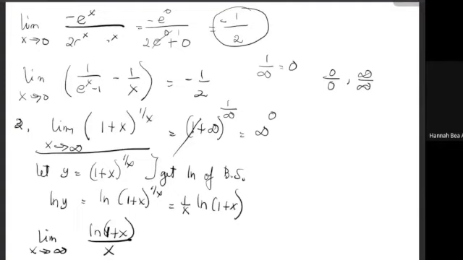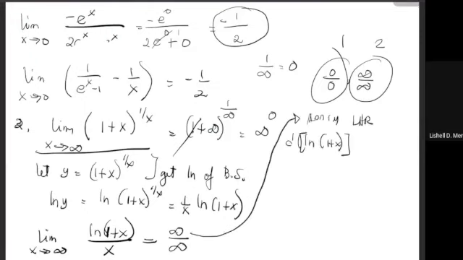And so, what do you think is the answer? Infinity over infinity or 0 over 0? Obviously, this is infinity over infinity. So now you have reason to apply L'Hopital's rule. Derivative of that is 1 over 1 plus x times the derivative of 1 plus x, which is 1. So there's no need to write that 1.